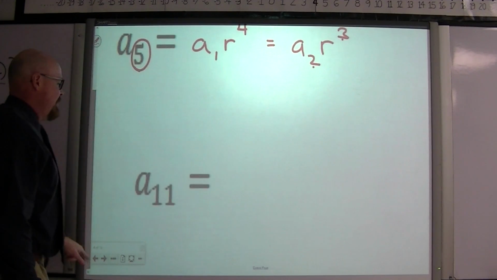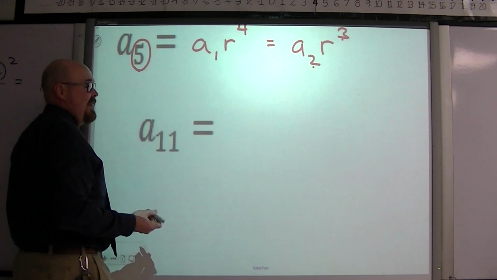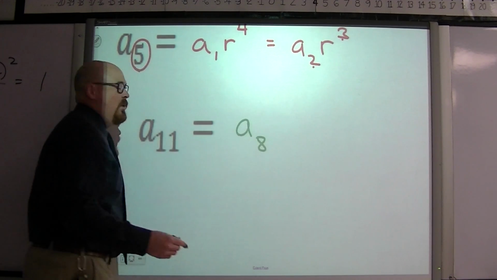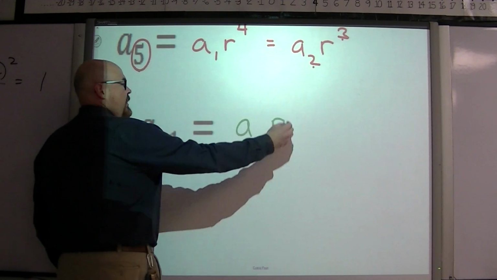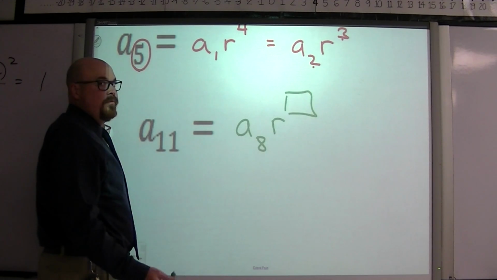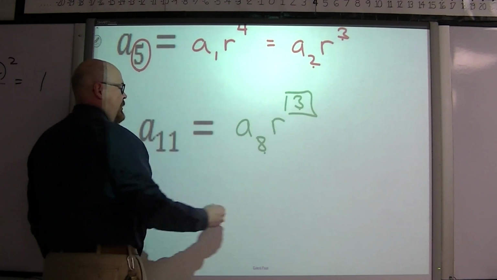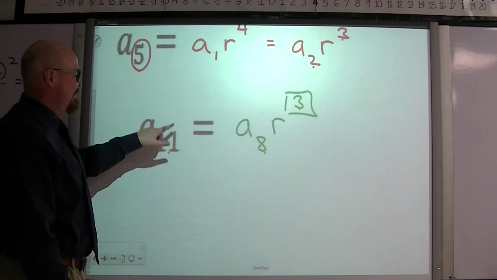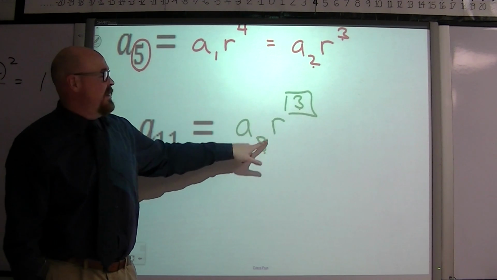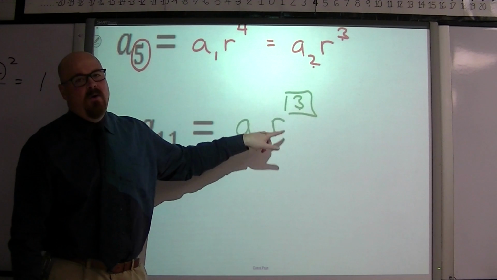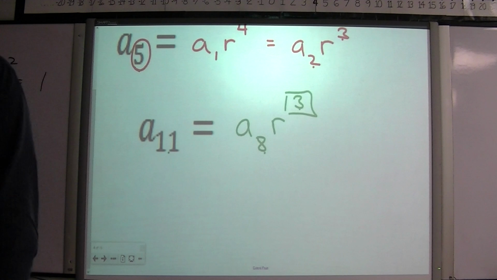Okay, so last but not least, if I had this problem here and I said, I want to know the 11th term, but I only know what the 8th term is, and I know the common ratio, what number goes up here? 3, because 8 plus 3 is 11. So any term I want can be found from any term in the sequence by taking some power of the common ratio. Okay, very useful stuff for geometric sequences going forward.